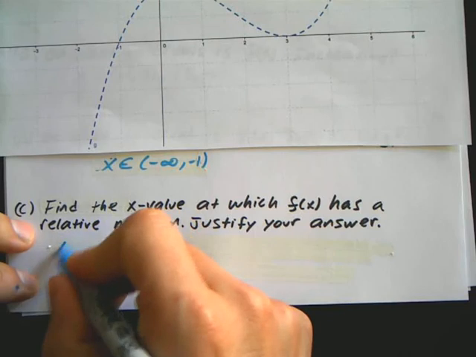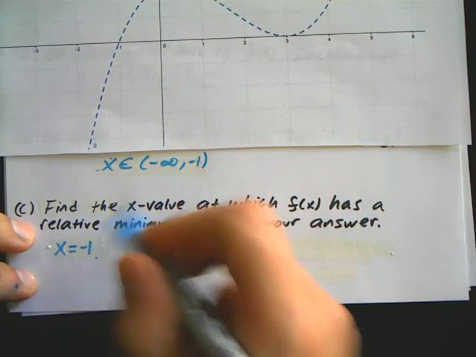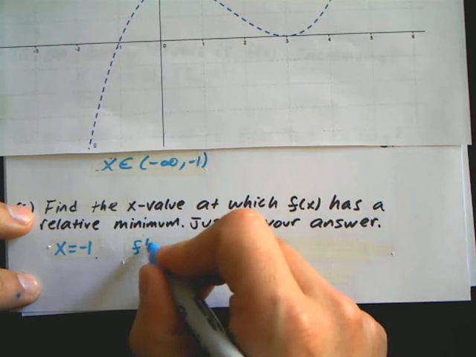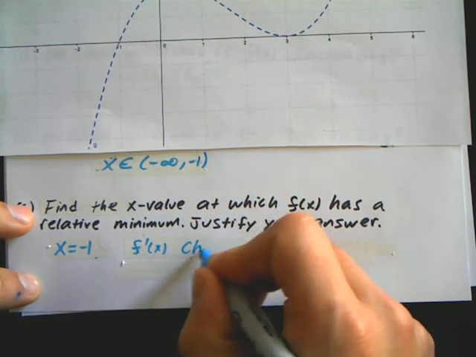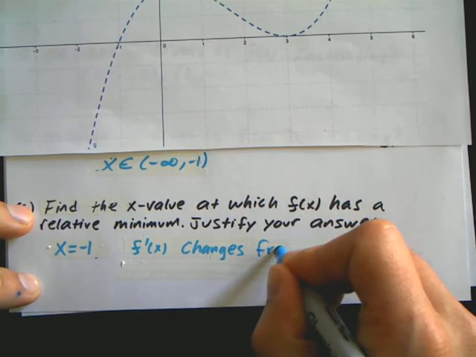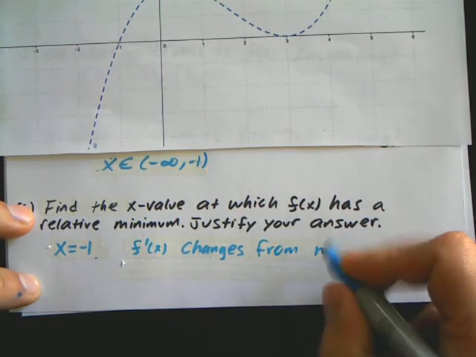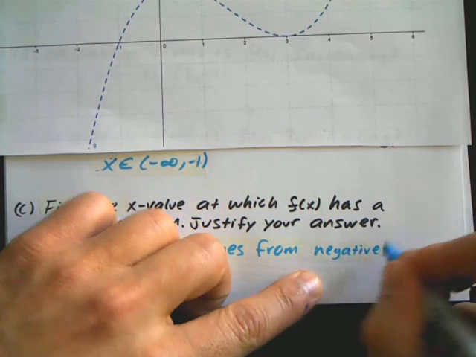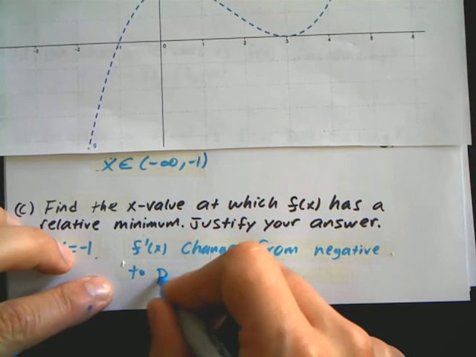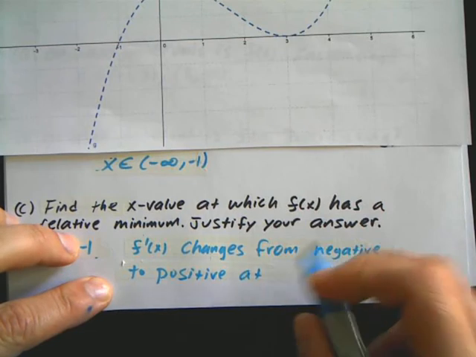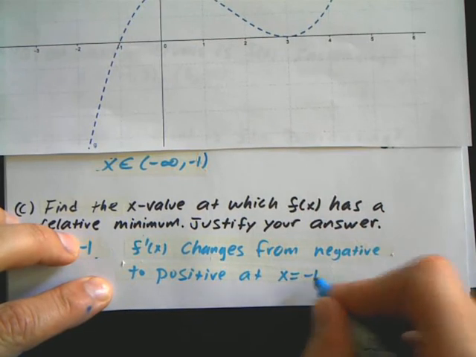And the way I justify it, I just have to restate the first derivative test. I can say that the f prime, the derivative, changes from negative to positive at x is equal to -1.